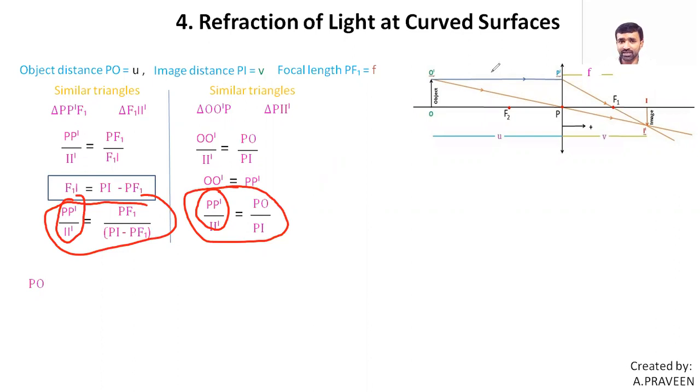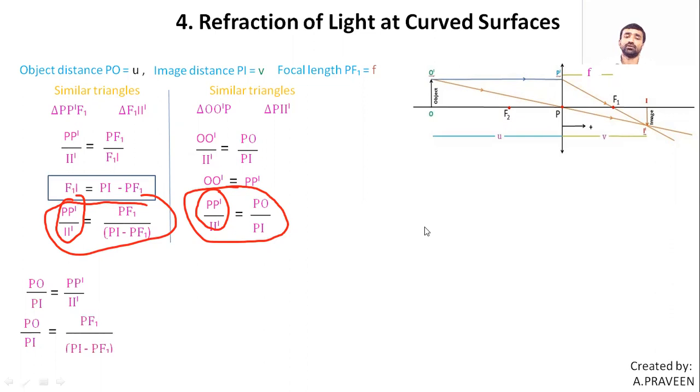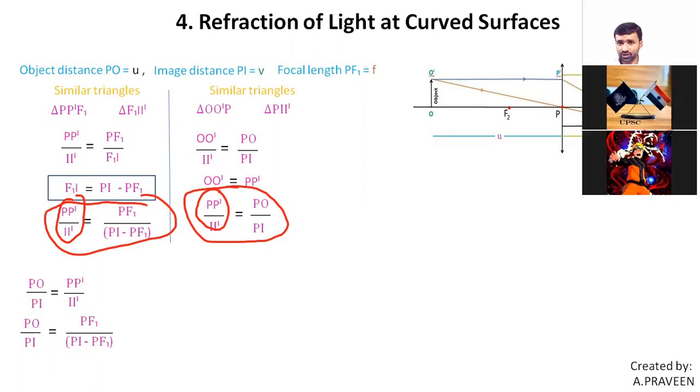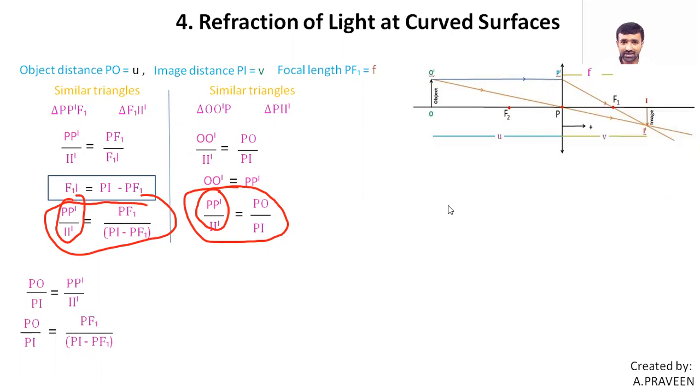So using that mathematical logic, writing PO by PI is equal to PF1 by PP dash by I dash. So here from this, PP dash by I dash equal to, I know, PF1 by PI minus PF1. Is it clear, everyone? Is it clear, everyone? Any confusion? Nothing. Then now writing the reciprocal for this.